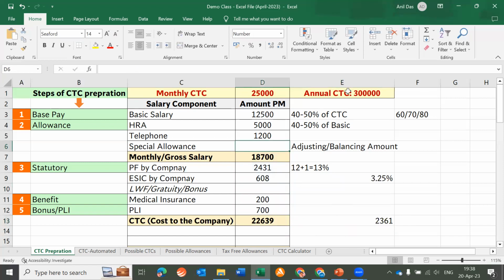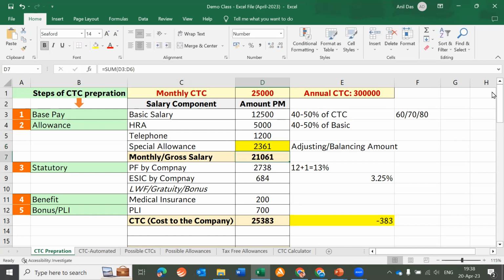Now this cell has become active, which we left intentionally blank. Now what would this HR professional try to do? This gentleman would try to enter 2361 in special allowance to reach the desired CTC of 25,000. Let's follow the same rule. Let me add 2361 to reach a desired figure of 25,000 per month CTC. Let's see whether we are reaching that figure or not.